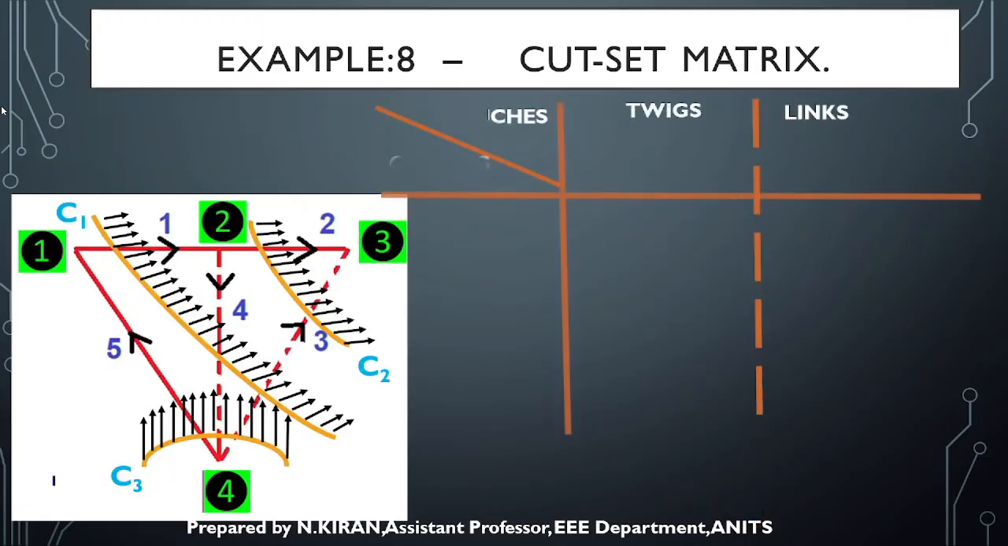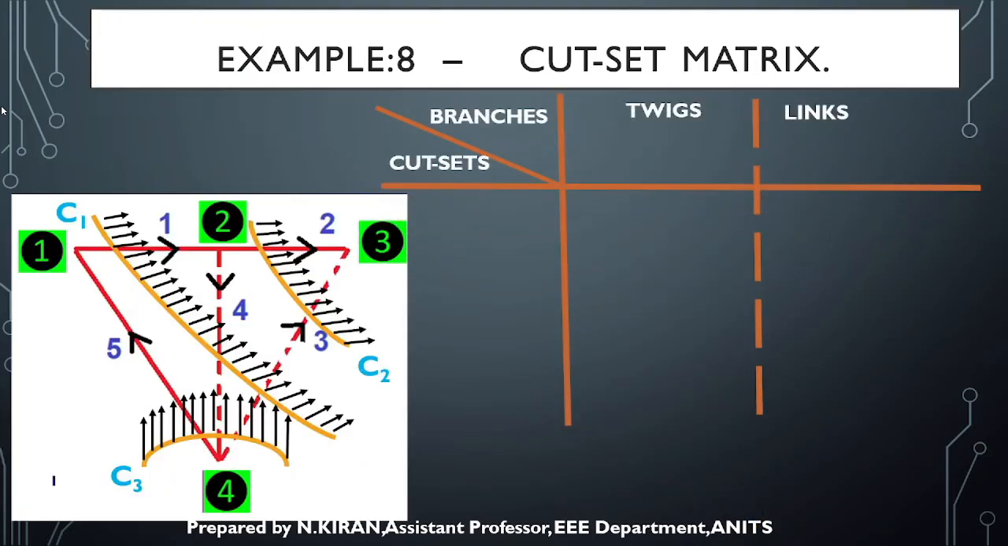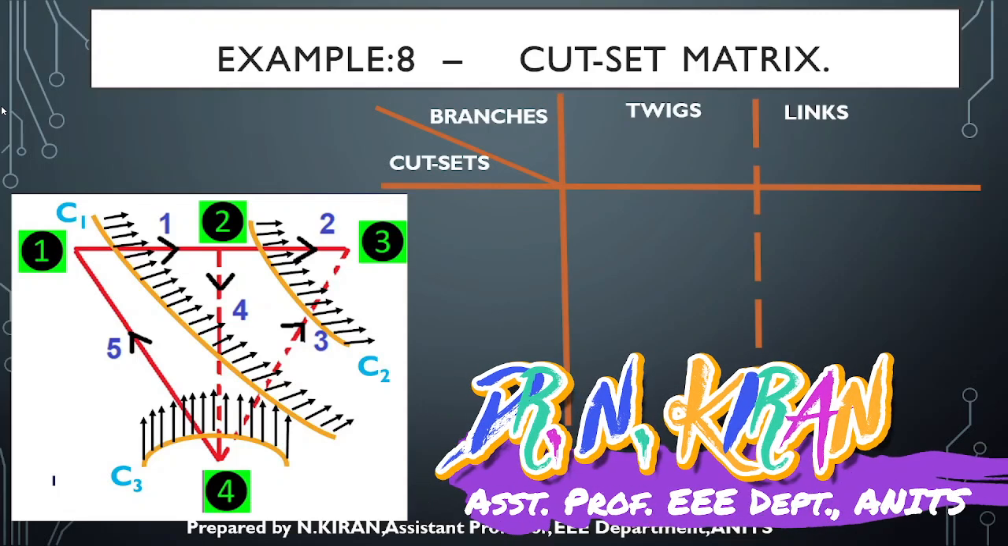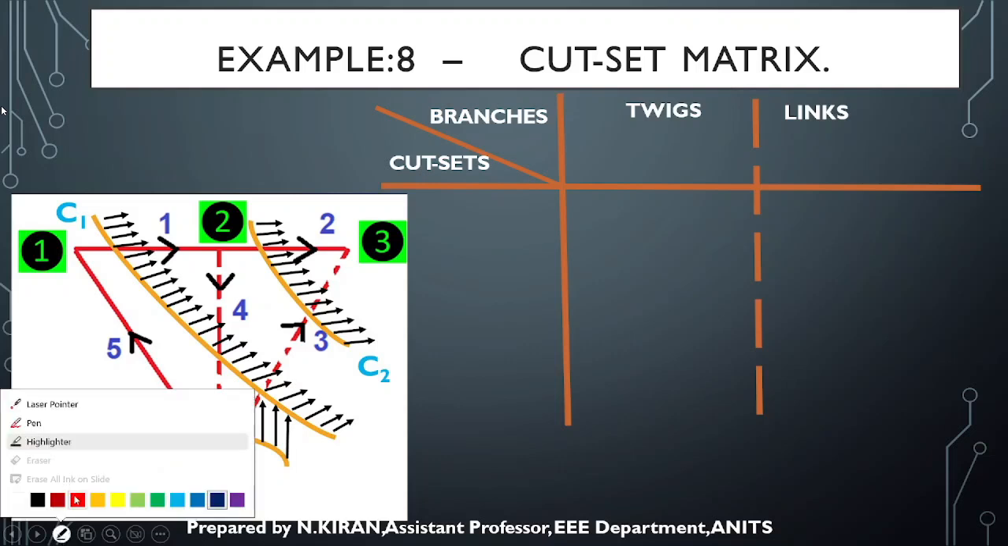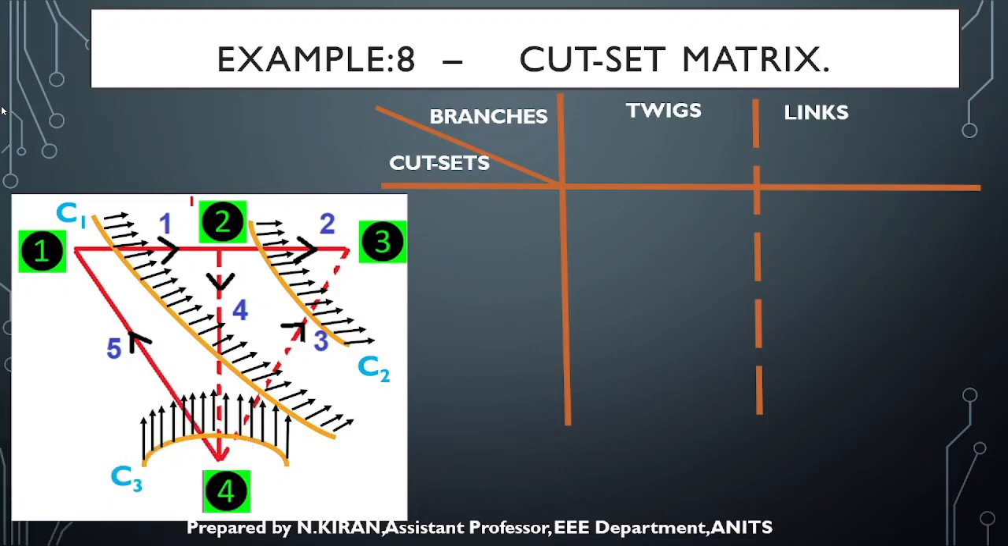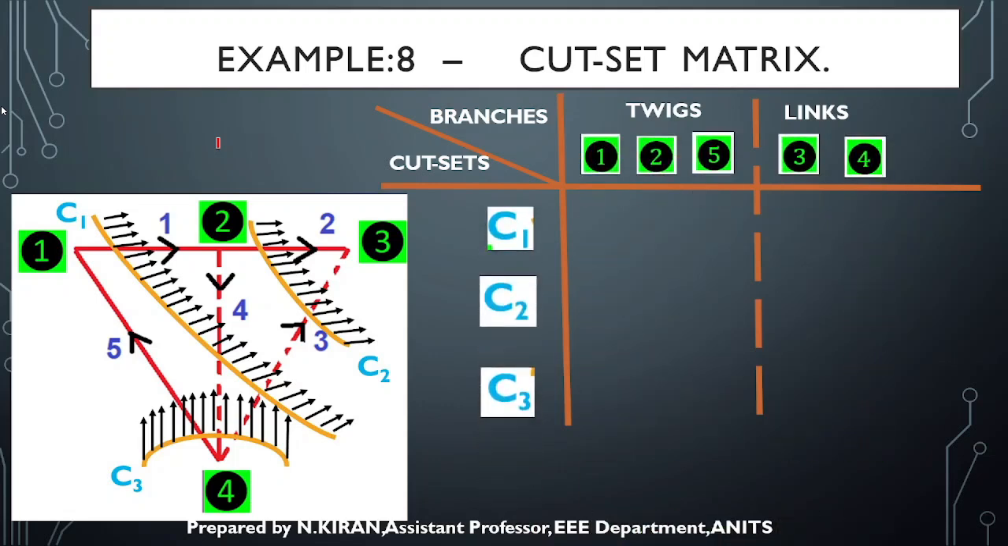Now, considering forming the cut set matrix, remember: first twigs should be entered, then links should be entered. Here it is quite the contrary when compared to the tie set, isn't it? While forming the tie set matrix, first links should be entered, then twigs. Coming to the cut set matrix, it's quite the opposite. First twigs should be entered, then links.